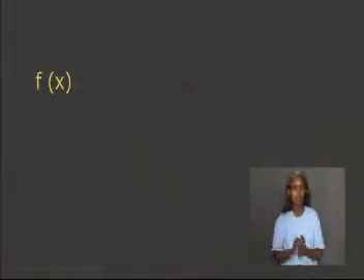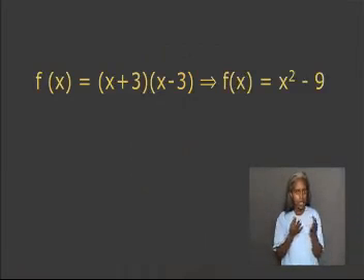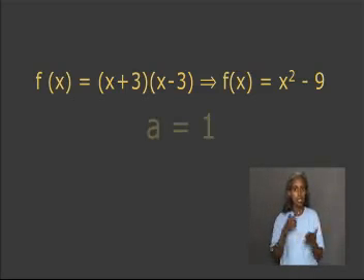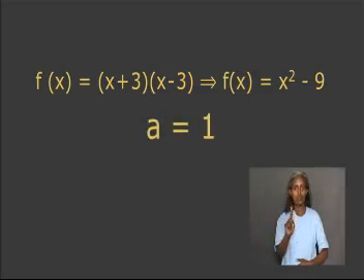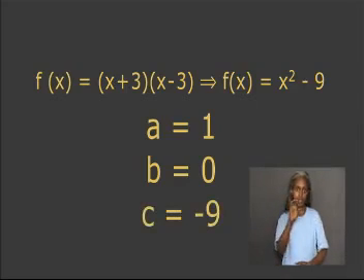Any function that can be reduced to the standard form quadratic function is called a quadratic function. For instance, f of x equals x plus 3 times x minus 3 can be expressed as f of x equals x squared minus 9. In this case, a equals 1, b equals 0, and c equals negative 9.